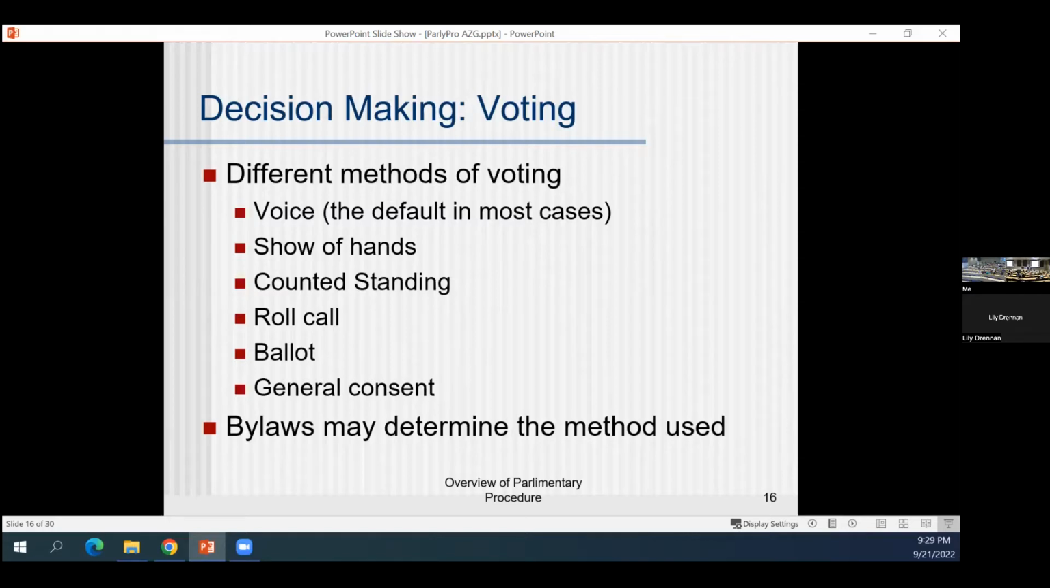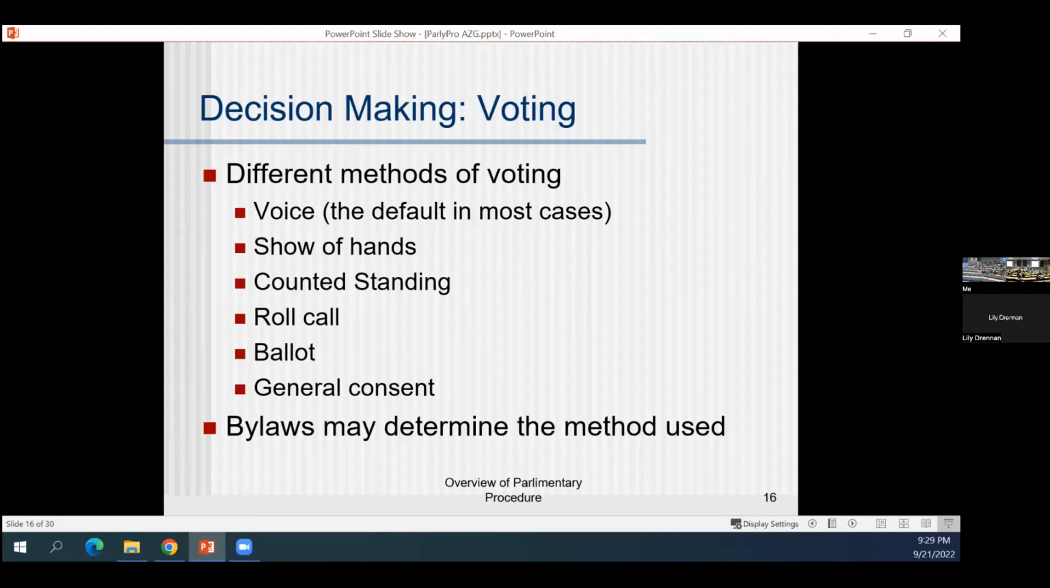I'll skip over roll call for a minute. Ballot vote, you're familiar with, that's usually how our elections are done. General consent, or by act. This can only happen if there is no objection.